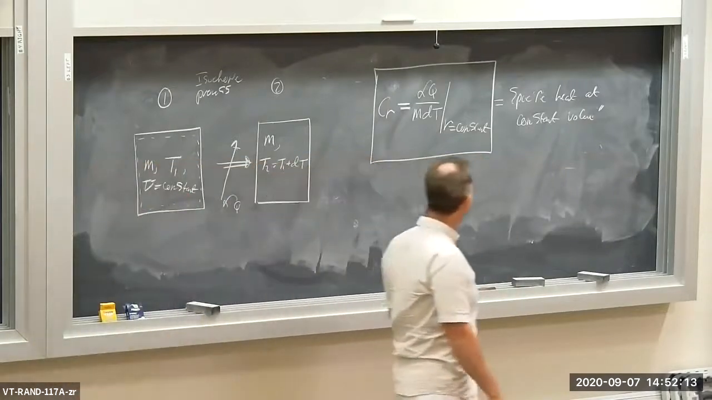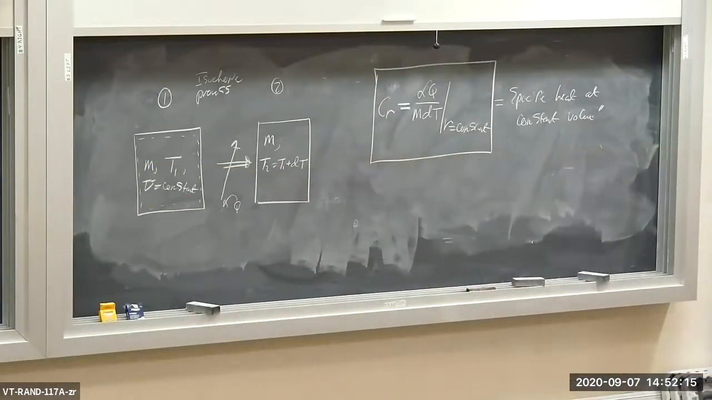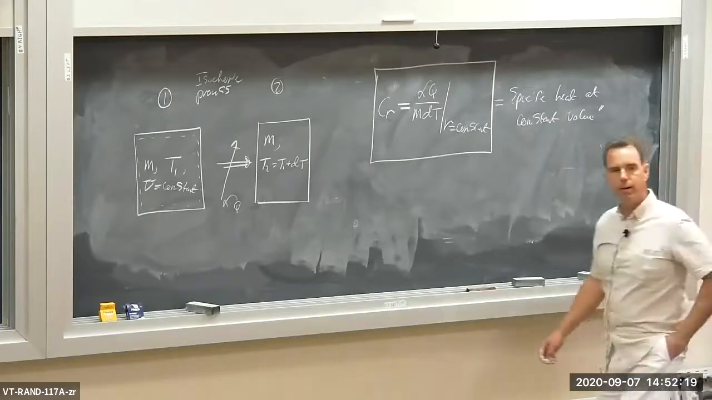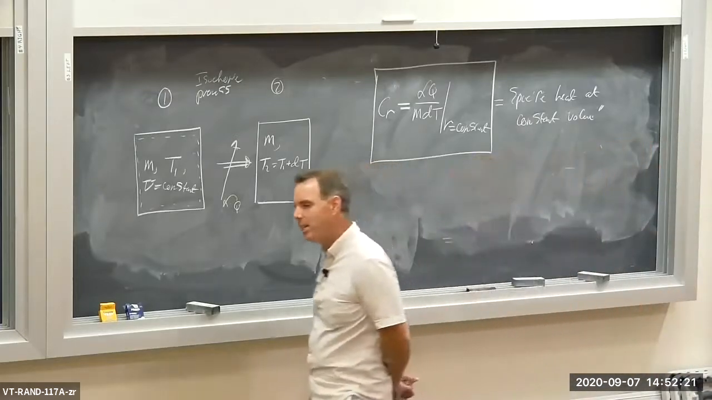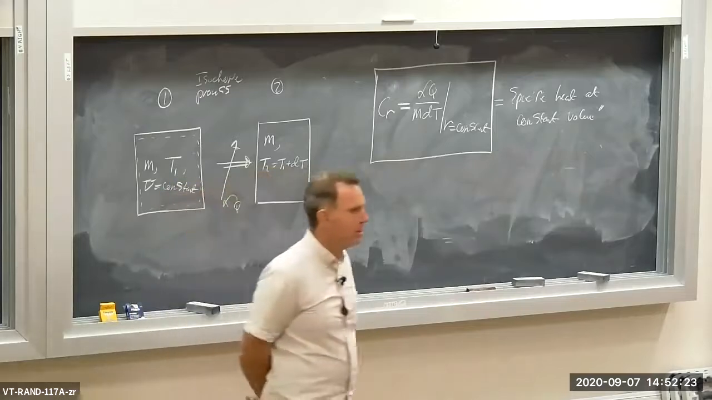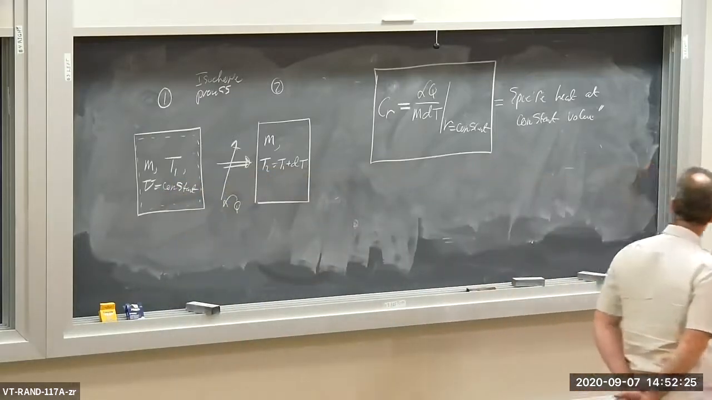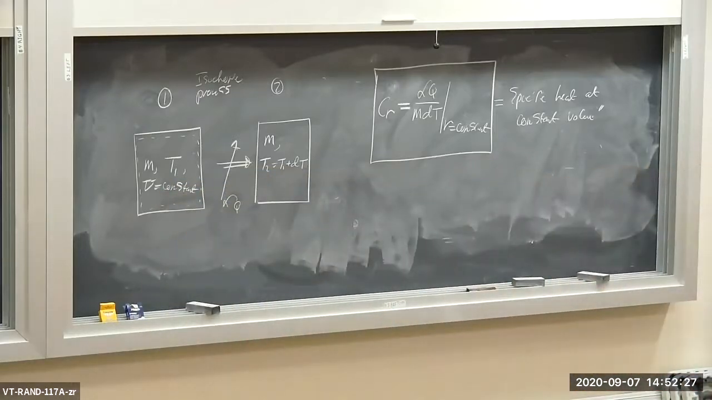Units for this are energy per unit mass per degree, or if you like, the amount of energy required to heat up 1 kilogram of the substance 1 degree for a constant volume process. That's what Cv, the number, represents. Okay?